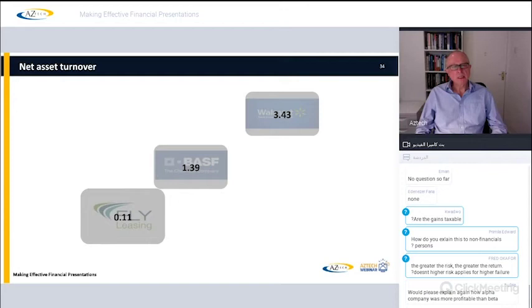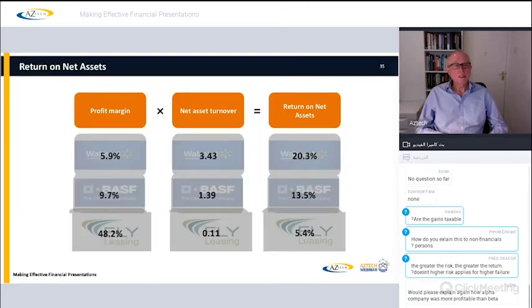Now, what's the relationship between these three key measures? Well, this is very important. If we multiply profit margin by net asset turnover, it gives us return on net assets. So if we do that for Walmart, profit margin of 5.9%, net asset turnover of 3.43, 3.43 multiplied by 5.9, return on net assets for Walmart in 2013 was 20.3%.